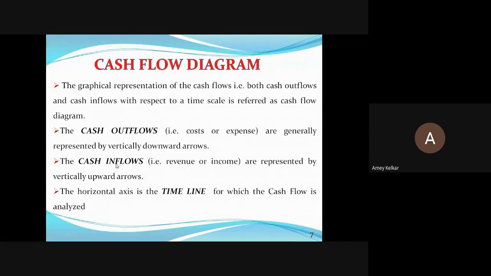The cash outflows, that is the costs or expenses, are generally represented by a vertical downward arrow, and the cash inflows are generally represented by a vertical upward arrow. The horizontal axis is the timeline for which the cash flow is analyzed.